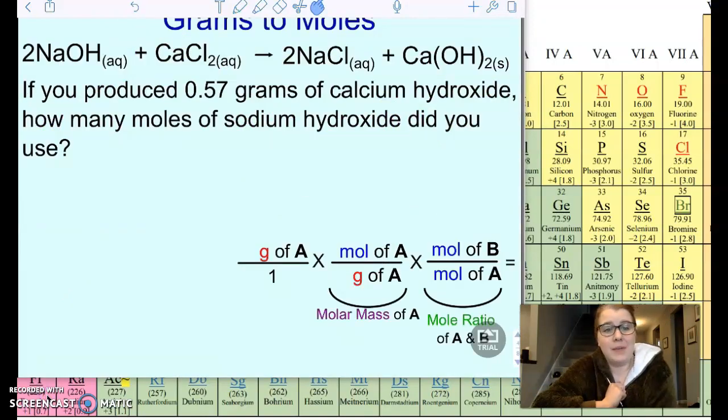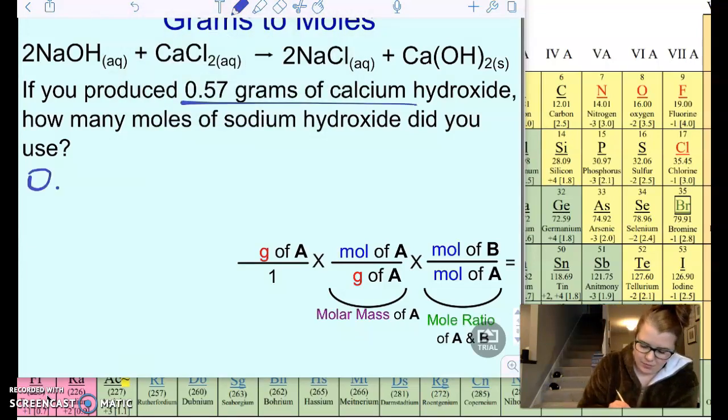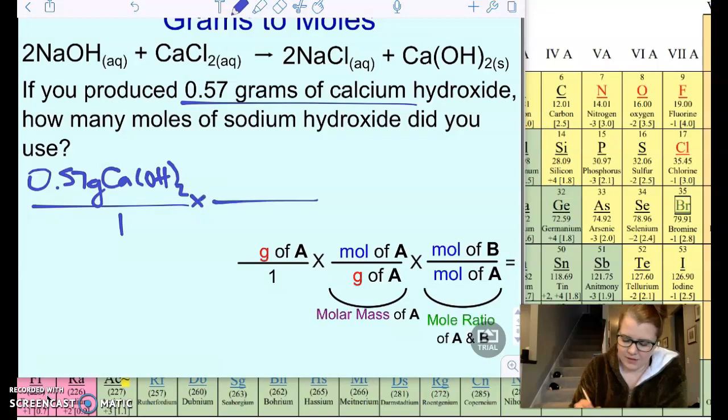Here's another one. If you produced 0.57 grams of calcium hydroxide, how many moles of sodium hydroxide did you use? Again, we're always going to start off the same. So the number I gave you here was 0.57. So 0.57 grams of calcium hydroxide. Throw that over 1. And then you're going to go ahead from there, take that unit and throw it on the bottom. That's always how you're going to start.